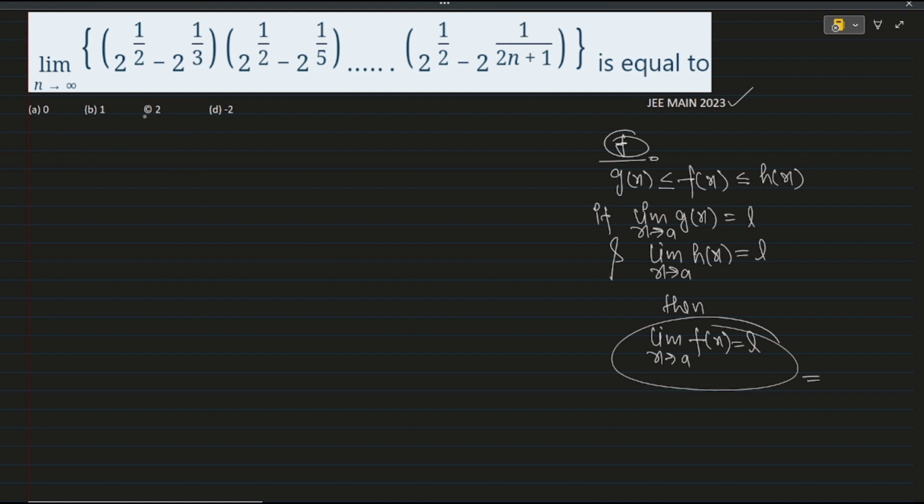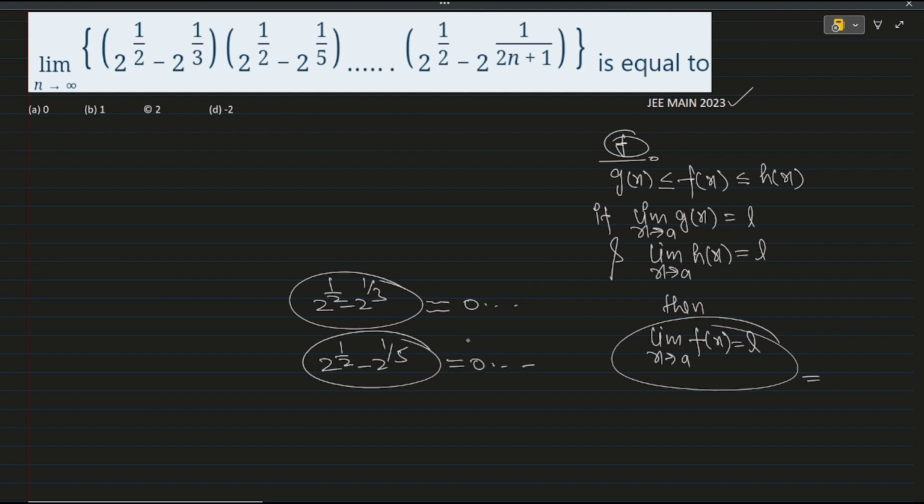It's a limit tending to infinity, and the terms are 2 to power 1/2 minus 2 to power 1/3. If you see 2 to power 1/2 minus 2 to power 1/3, this number is very small. This is approximately 0 point something. Got it? In the same way, if you see another number, it's 2 to power 1/2 minus 2 to power 1/5. It's also close to 0, approximately 0 point something. So can we say the values are almost close to each other?